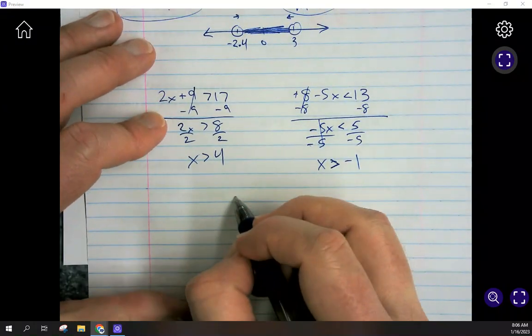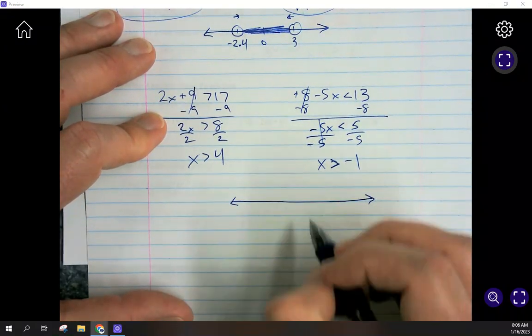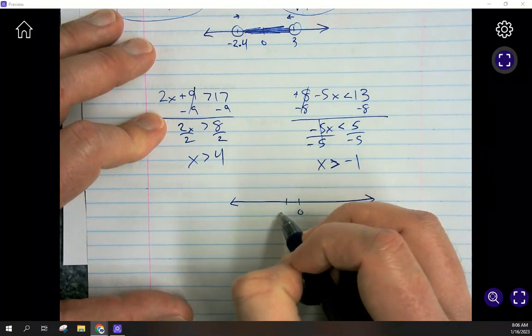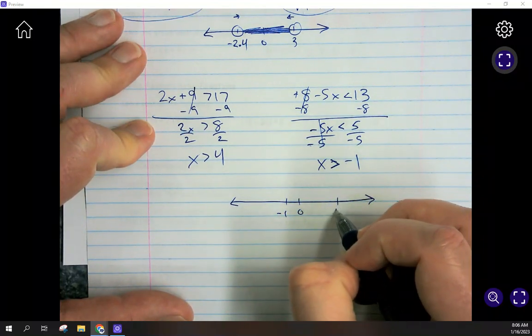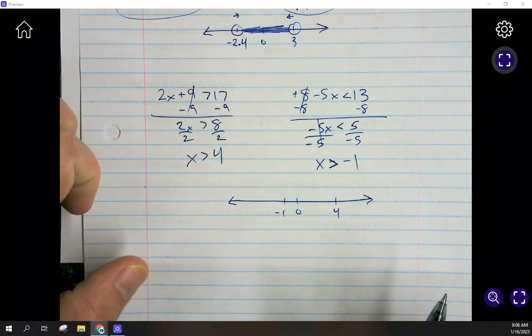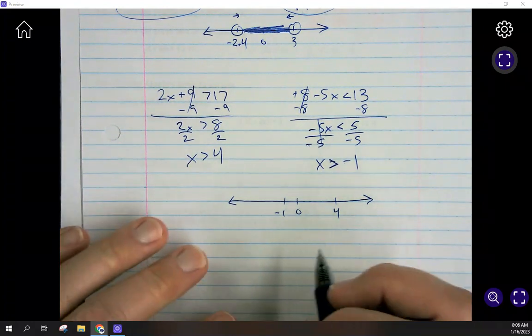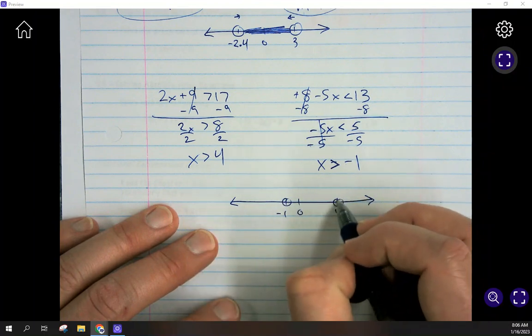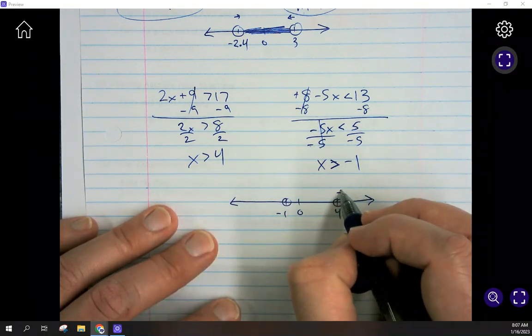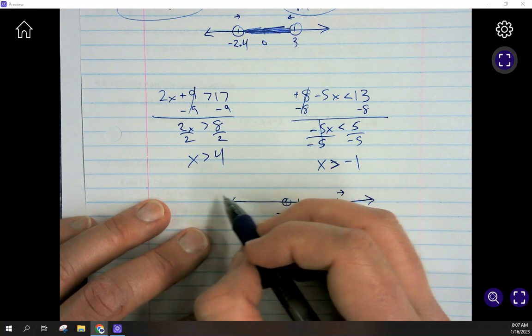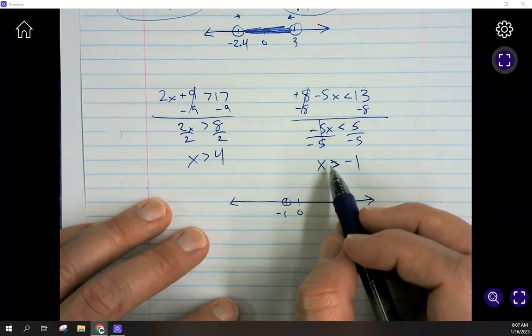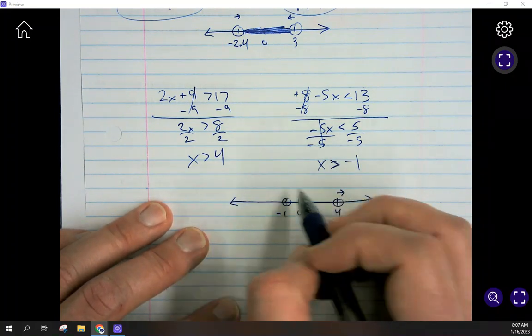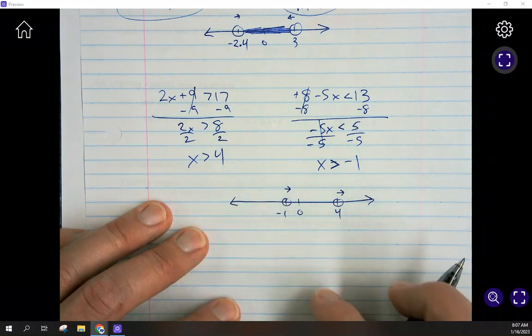And now when I put this on the graph, here's 0. Here's negative 1. Here's 4. Let's take a look and see what happens. First of all, these are going to be open circles to start with. This says greater than 4. We're going this way. A lot of times these ors go in opposite directions. In this case, though, because we flipped, this is also going this direction.